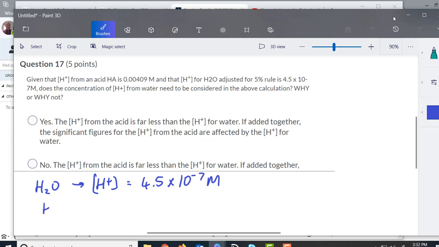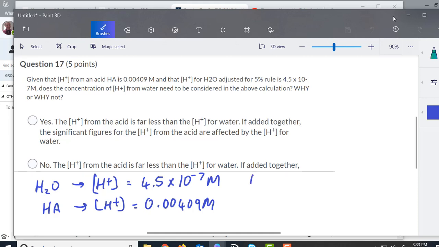Now, this acid HA is producing a concentration of H+ of 0.00409 molar. So the immediate thing you can say is that the H+ from the HA is a whole lot more than the H+ from the water.